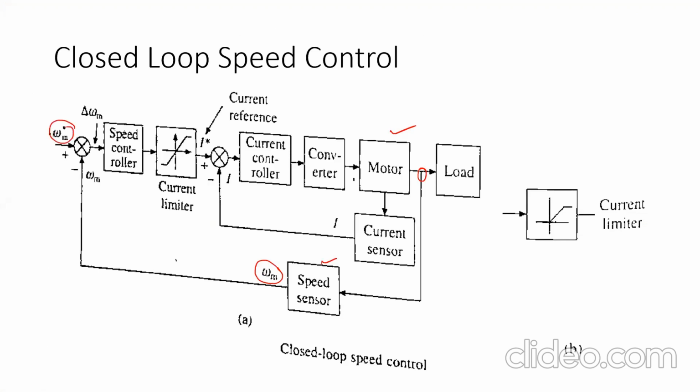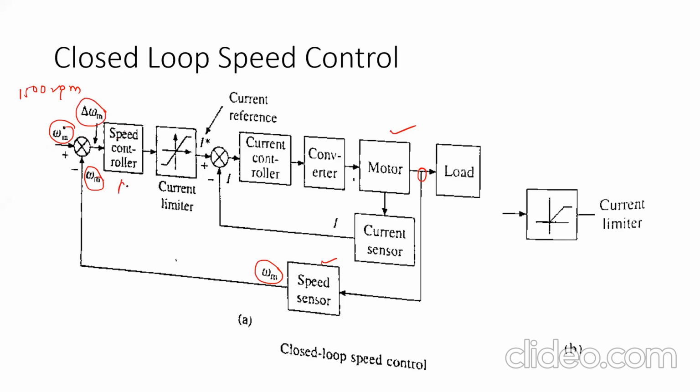What if I want to run the machine at 1500 RPM? Then my command will be 1500 RPM, which means the reference speed is equal to 1500 RPM. The computer will give this speed reference. This speed reference is compared against the actual speed of the motor, so it will develop a speed error. This speed error is given to the speed controller.